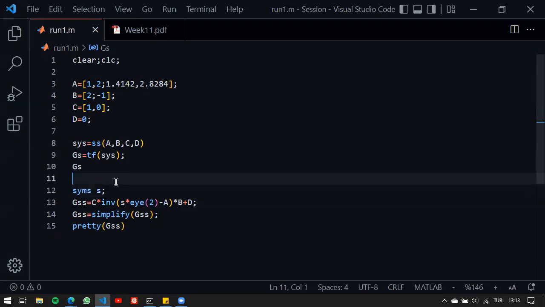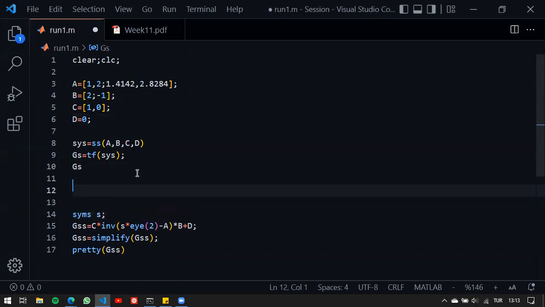And the way of checking for controllability is also important because we'll use it later on. And it is fairly easy. What we do is we just use B and A times B, and then A squared times B, and so on and so forth.